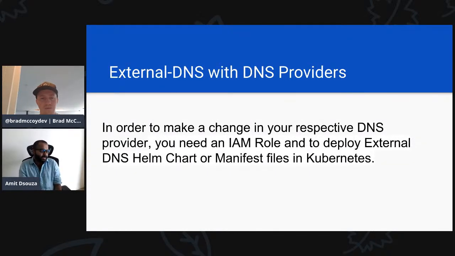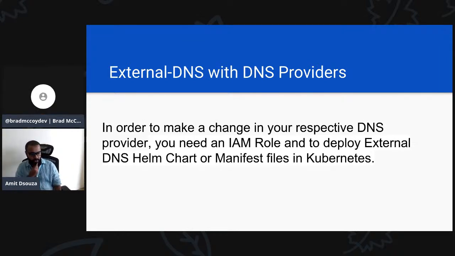Now, how does external DNS make these changes, right? Because as Brad mentioned 2 minutes ago, even though we have our GKE cluster in Google, we are making changes in AWS. So no matter which cloud provider you're using, you need an IAM role. If it's not an IAM role, like in Cloudflare where there is no concept of IAM roles, you need to generate an API key. And apart from that, you need to deploy your external DNS using a Helm chart or manifest or Kustomize into Kubernetes.